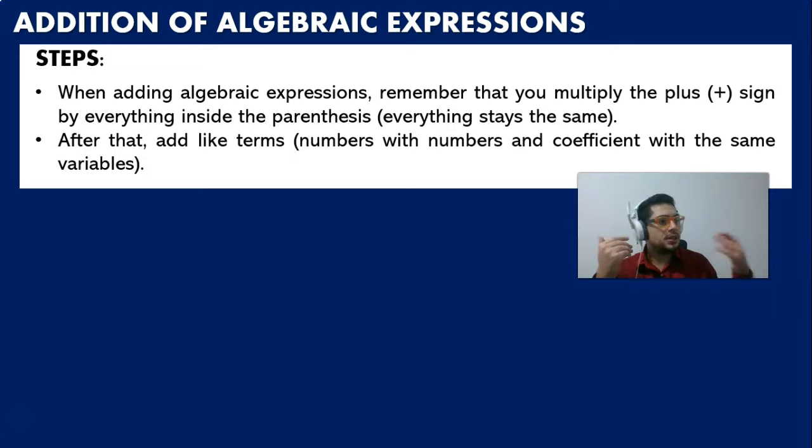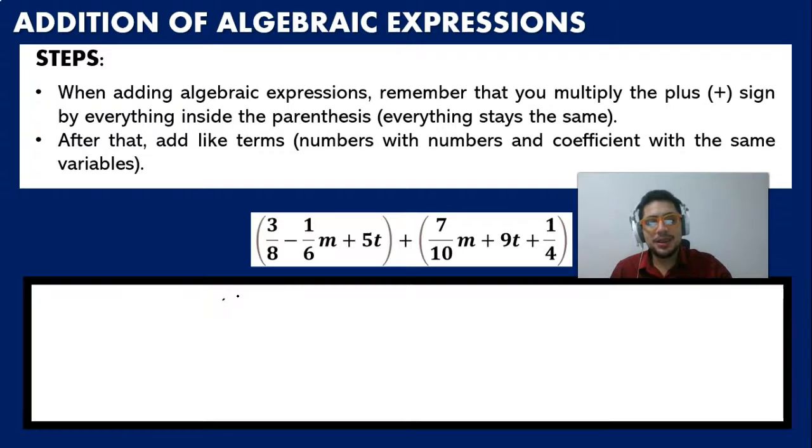So 10a plus 10a is 20a. 30b minus 20b is 10b, okay? Like terms, a with a, b with b, x with x, number with number, okay? So let's try doing it in today's problem. So we have 3/8 minus 1/6 m plus 5t plus, and we have a parenthesis, 7/10 m plus 9t plus 1/4. Okay, so let's get to it.